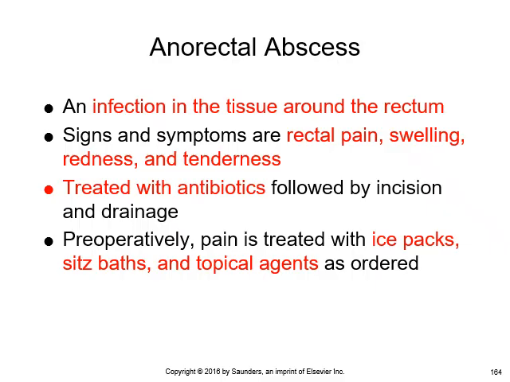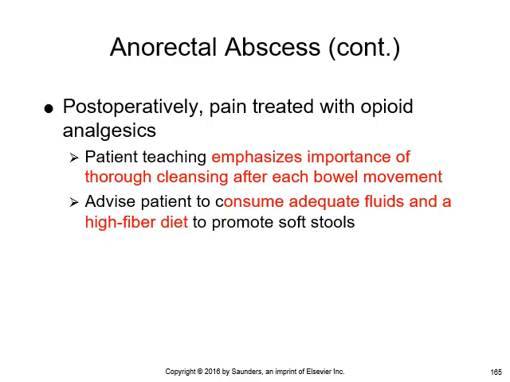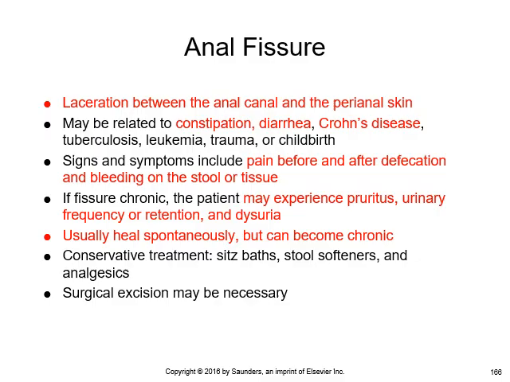Anorectal abscess is an infection of the tissue around the rectum. There will be rectal pain, swelling, redness, and tenderness, and it's treated with antibiotics followed by incision and drainage. But ice packs, sitz baths, and topical agents can help. Post-operatively, pain is treated with opioid analgesics, and we educate the patient on the importance of thorough cleansing after each bowel movement and advise the patient to consume adequate fluids and a high fiber diet to promote soft stools.